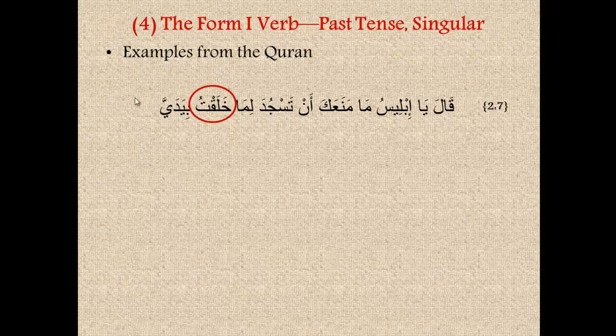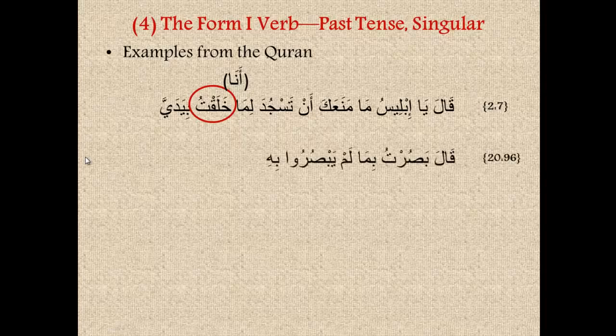We notice the tu at the end. This is referring to the pronoun ana. It's conjugated for ana, the pronoun I. And who is speaking? Allah is the one speaking. So Allah is saying to Iblis, what prevented you from prostrating to that which I created with my two hands? And this follows a pattern, fa'altu. Fa'altu, and the basic verb is khalaqa. Fa'ala khalaqa.